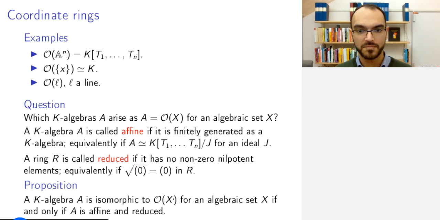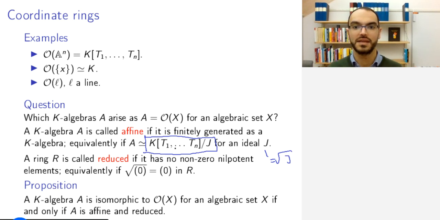And then it is not hard to prove that a K-algebra is isomorphic to such a coordinate algebra, or a coordinate ring, if and only if it is affine and reduced. So affine means that it is of this form, and reduced means that the zero ideal in this quotient ring is its own radical. And so this means that the ideal J is its own radical in the ring K[T1, ..., Tn].